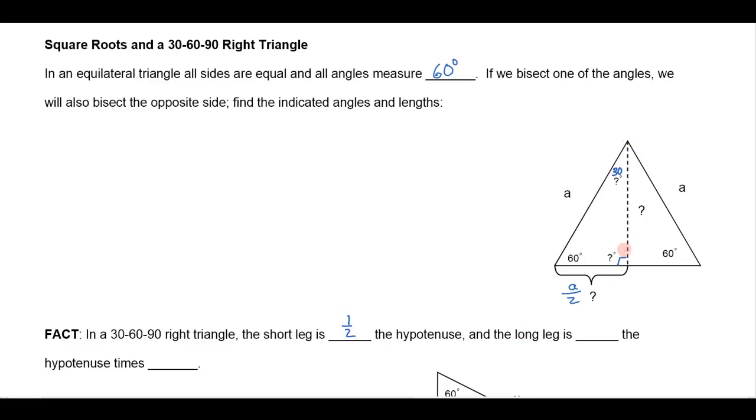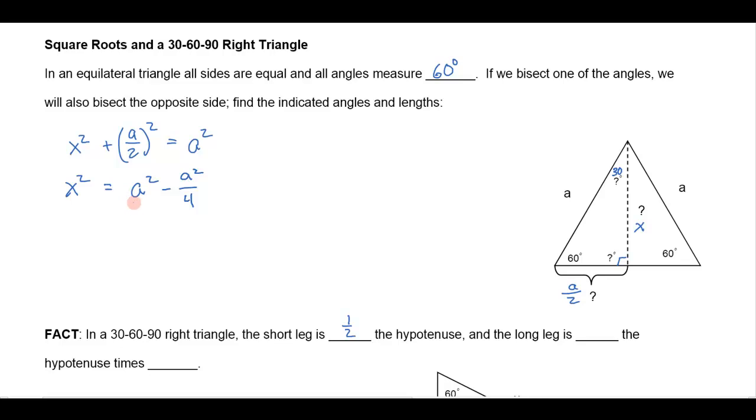Now I'd like to find this other leg right here. Let's call that x just for the time being. Then what I know is that x squared, this shorter side of the right triangle squared, plus this side squared, and we just saw that's A over 2, that has to equal this longer side, which is A. So I just have to solve this equation for x. So I'll get x squared plus A squared over 4 equals A squared. Now I'm going to bring this to the other side, so I'm going to subtract the A squared over 4 from both sides.